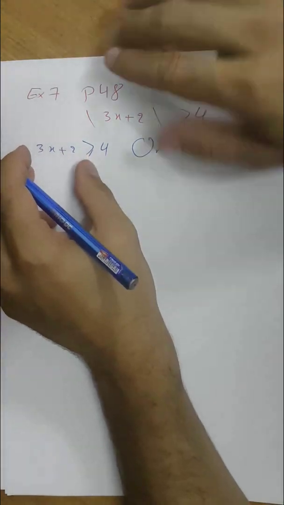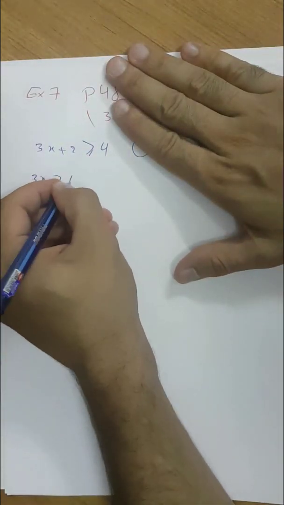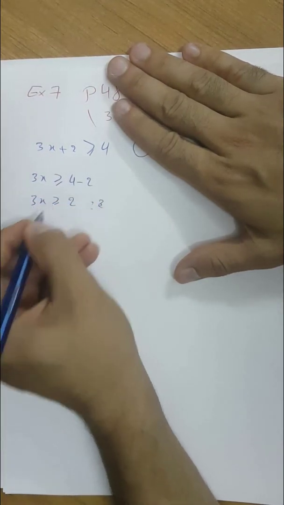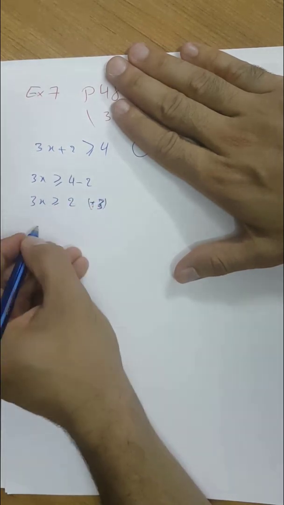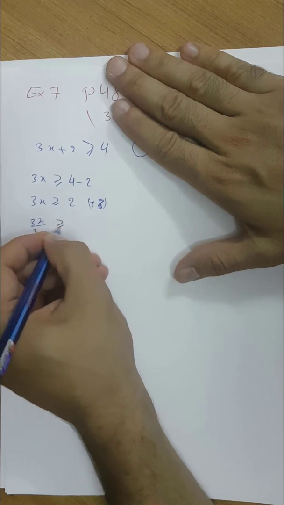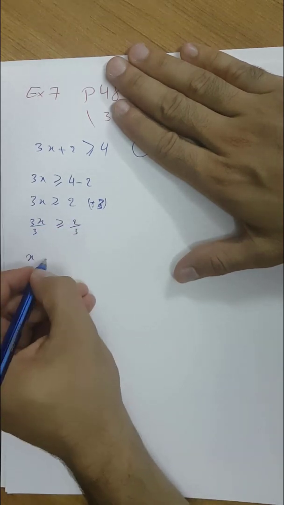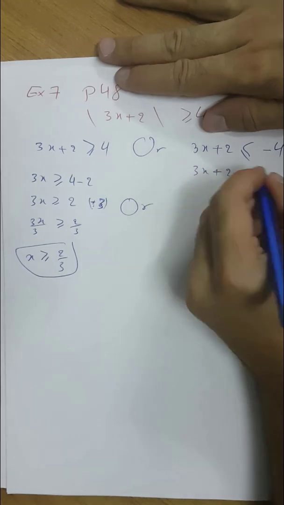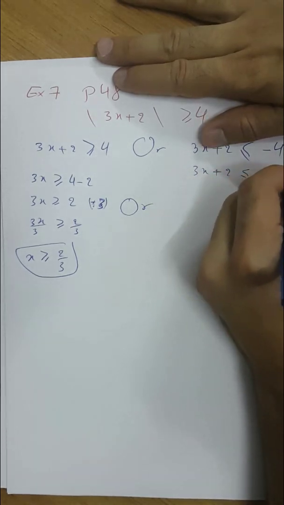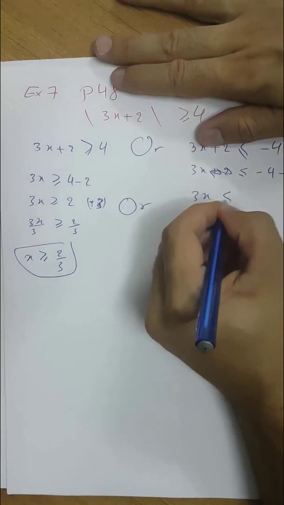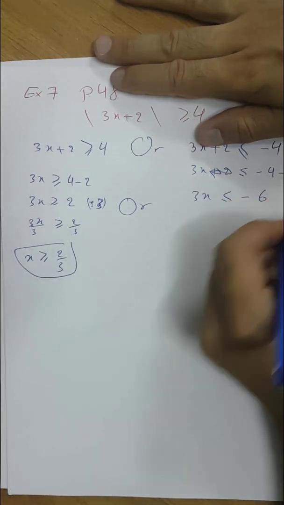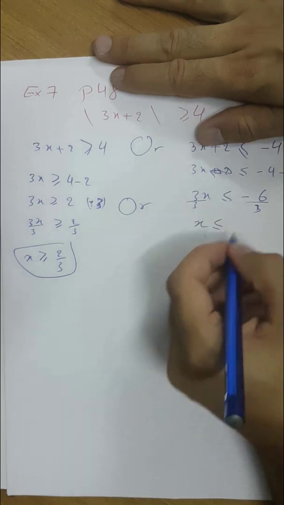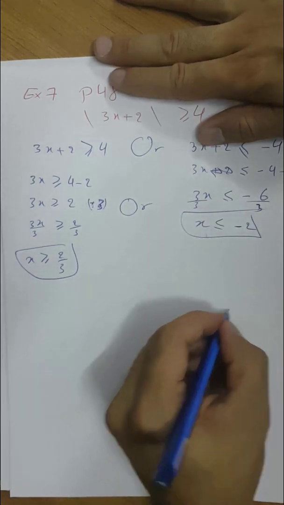Equal. Now I'm going to solve this part. I say 3x greater than or equal to 4 minus 2, and 3x is greater than or equal to 2. Now I'm dividing by 3 because I want a single x. I get 3x over 3 greater than or equal to 2 over 3, so x greater than or equal to 2 over 3. So the other part: 3x plus 2 less than minus 4, minus 2, 3x less than minus 6. We divide by 3, both sides positive, so I get x less than minus 2. That's your solution.